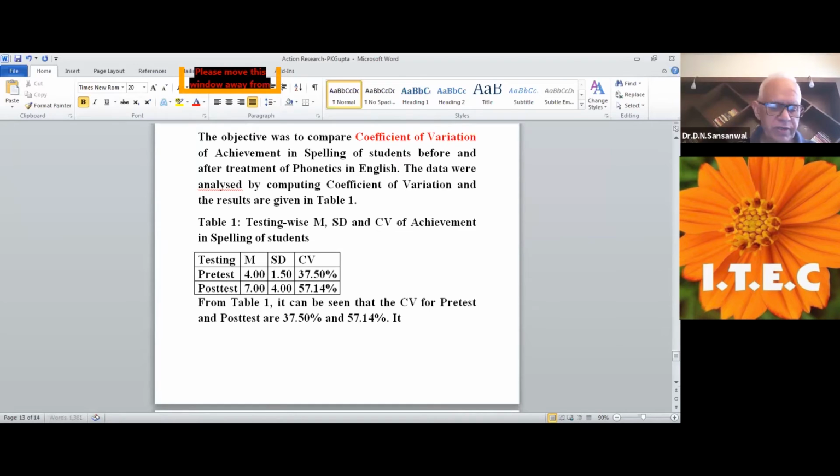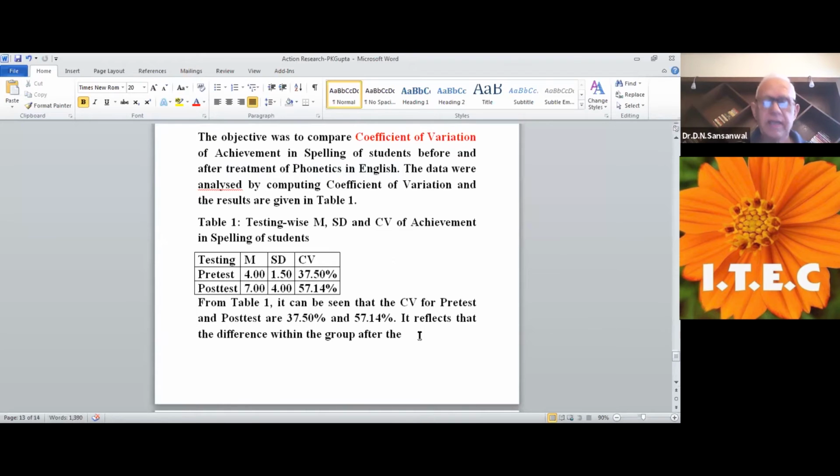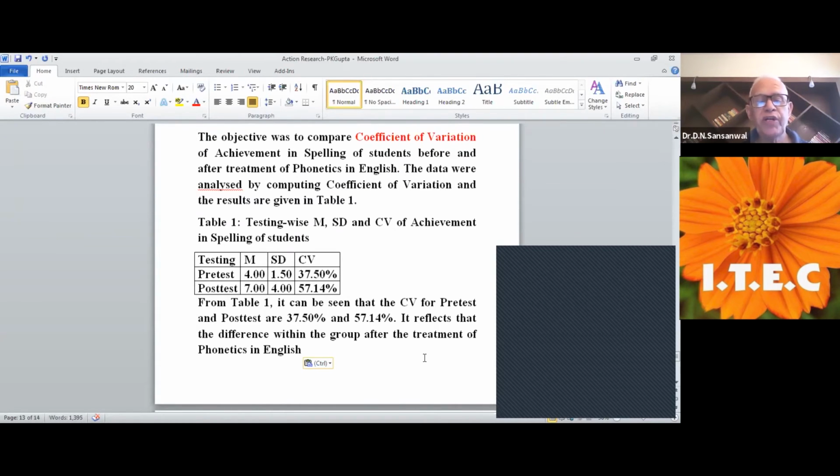It reflects that the difference within the group after the treatment of phonetics in English is larger, that is, the difference after the treatment is larger than before the treatment.